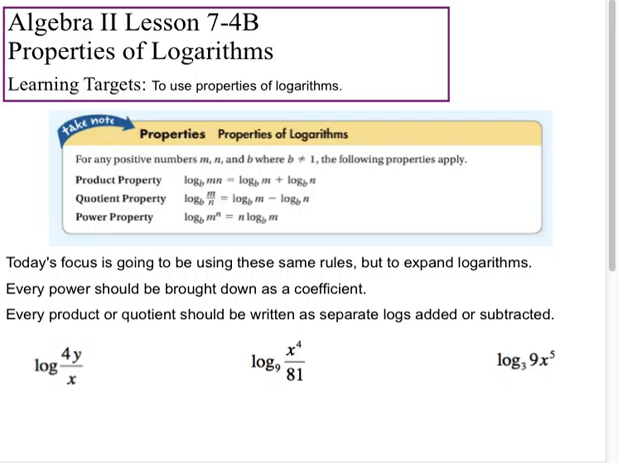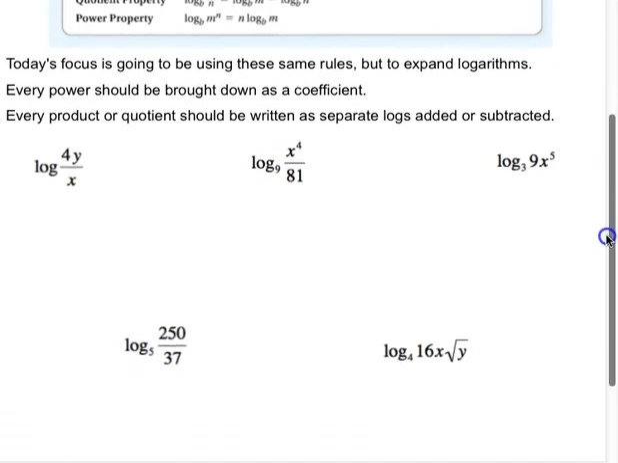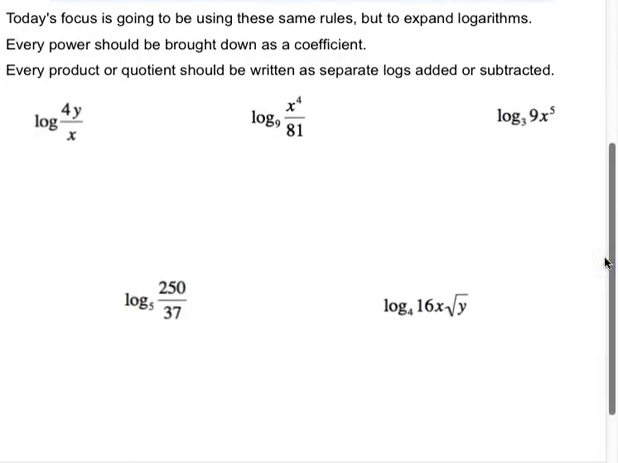So, expanding is almost identical to what we did yesterday. Uses exactly the same properties. So now we're using it to split a logarithm up, write it as large as possible, instead of condensing it down. So what that means when you're expanding means every power should be brought down as a coefficient, and every product or quotient should be separated as addition or subtraction. All right?